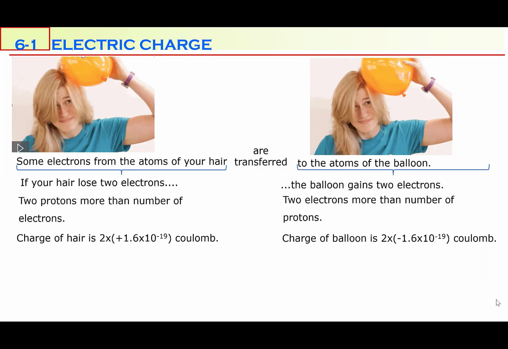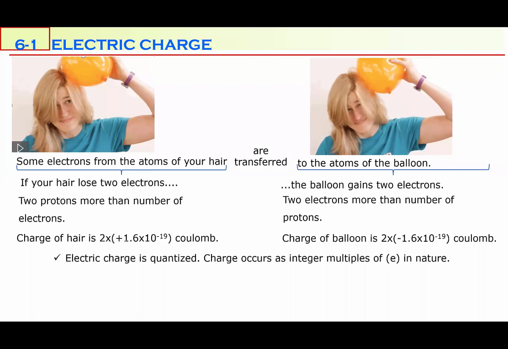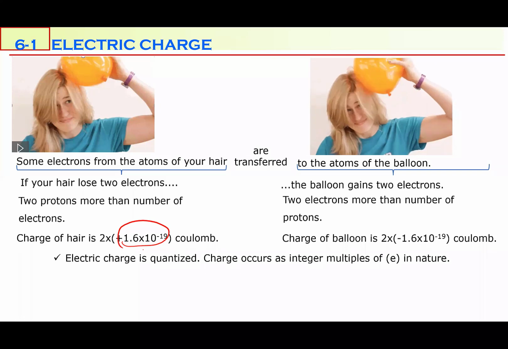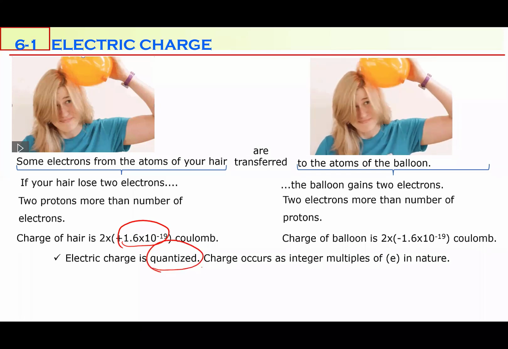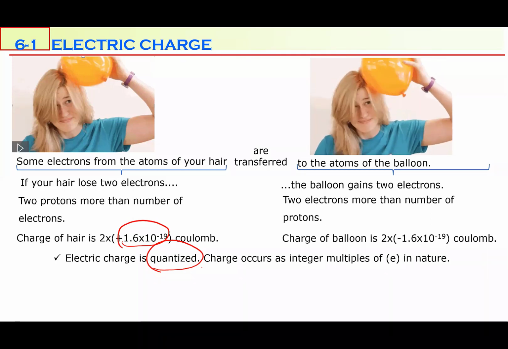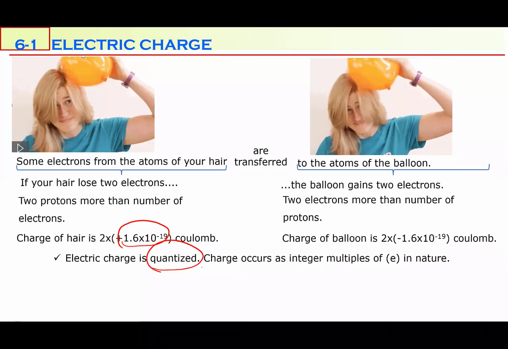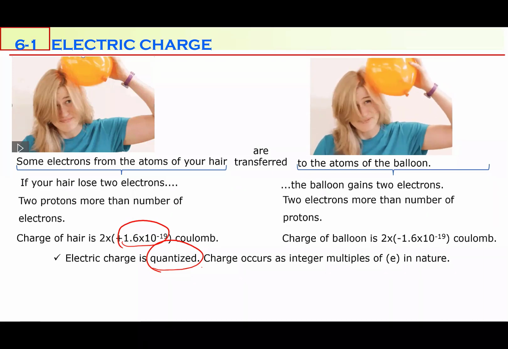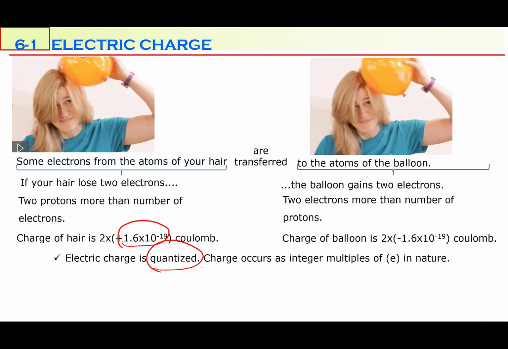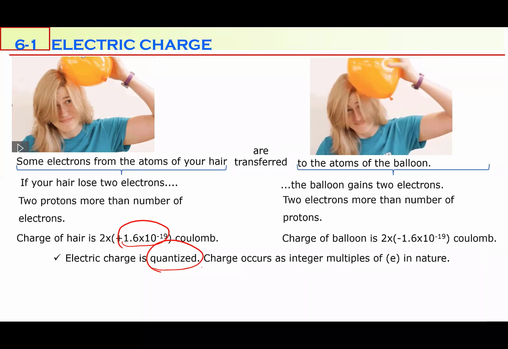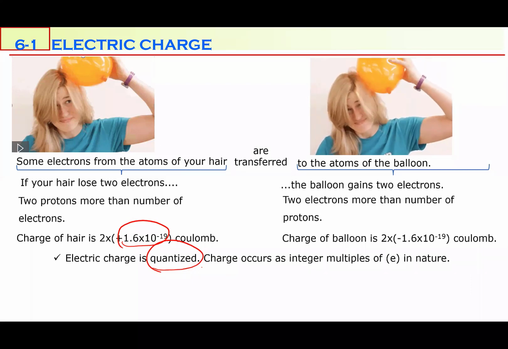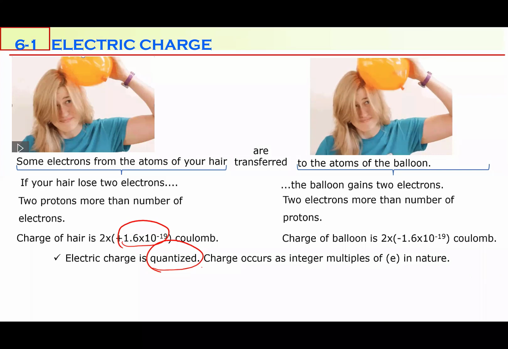That's why you should multiply this elementary charge, the smallest charge, 1.6 times 10 to the power negative 19, by 2. This is known in physics as electric charge being quantized. What does quantized mean? Charge on a substance occurs at integer multiples of e. Meaning you can transfer 1 electron, 2 electrons, 3 electrons, 4 electrons, but you cannot transfer 1.5 electrons. You cannot divide an electron into 2. You cannot transfer a charge of 1.1 electrons. It must be an integer.